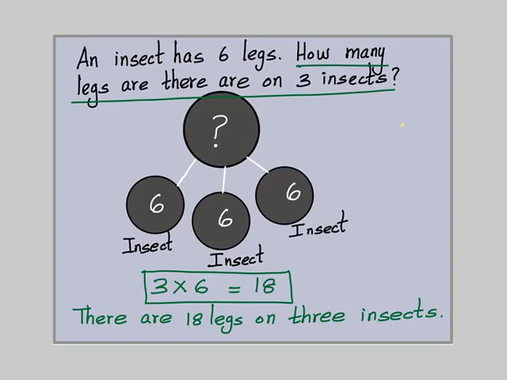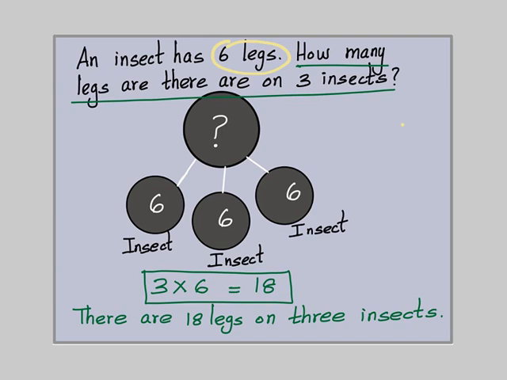The question here is, an insect has 6 legs. How many legs are there on 3 insects? So an insect has 6 legs, which means the size of each group is given and we have to find the total. So the size of each group is 6. That means the parts are given. We have to find the total or the whole.